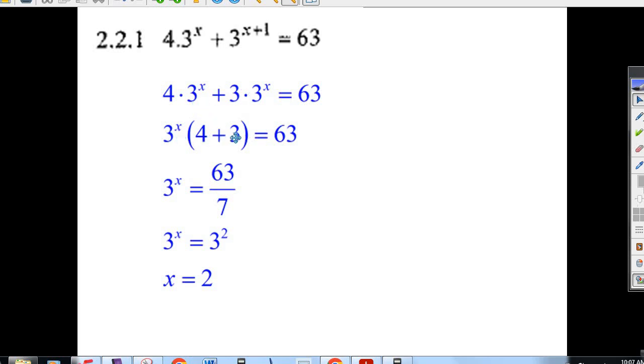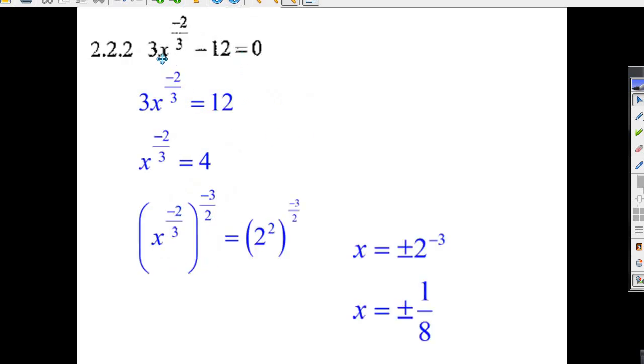But hey, 4 plus 3 is 7. So I divide both sides by 7. 63 divided by 7 is 9. And 9 is really 3 squared. Well, 3 to the x equals 3 squared. So x must equal 2. And that's it.